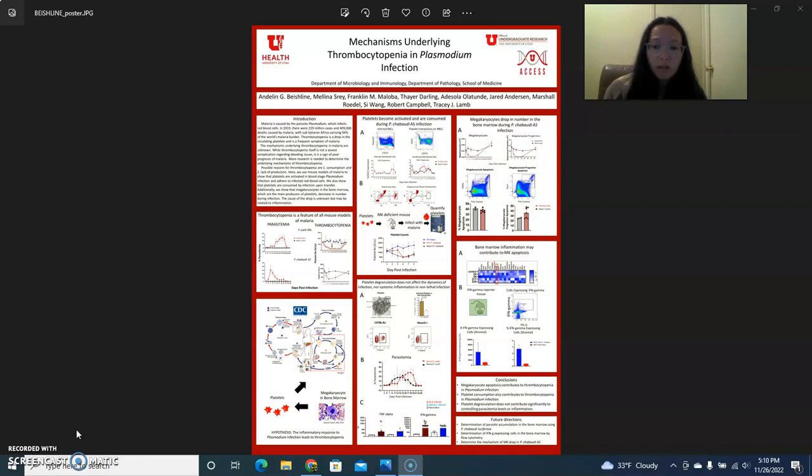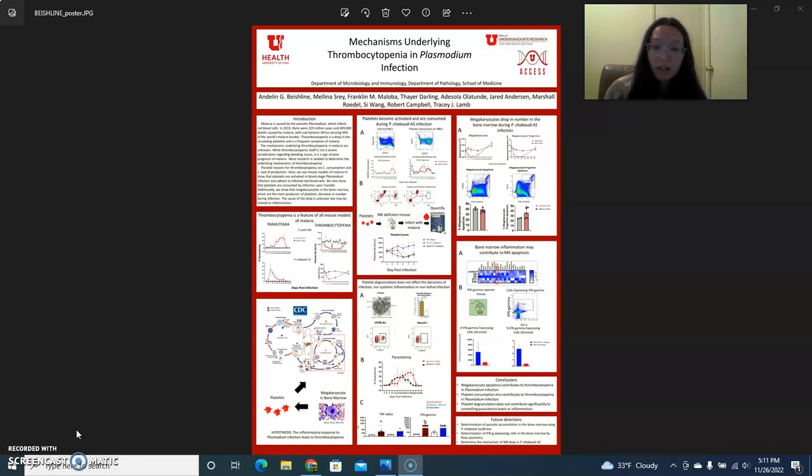When platelets are consumed, they are adhering to the endothelium, or the inner lining of the blood vessels. This would cause a drop in the number of platelets circulating through the body. I conducted an experiment using genetically altered mice that allowed us to deplete their megakaryocytes through diphtheria toxin injections. Megakaryocytes are cells in the bone marrow that produce platelets.